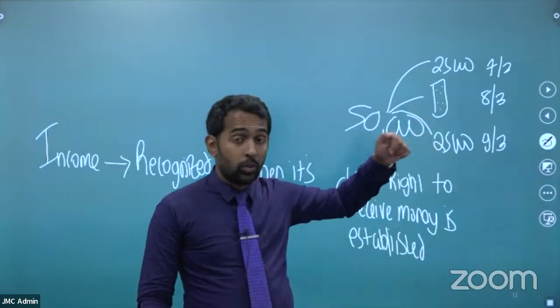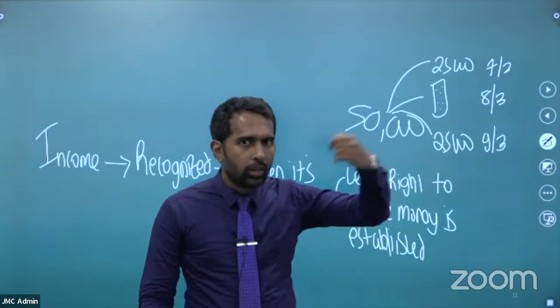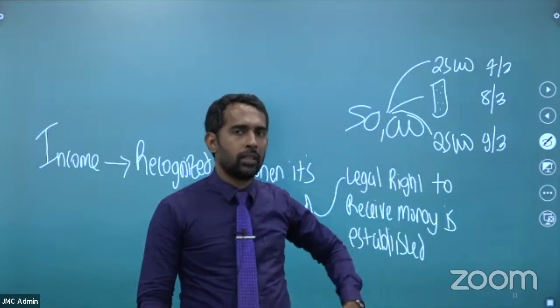So the 25,000 you received today is not an income. It's an advance. Tomorrow when you give him the phone, now you can recognize.